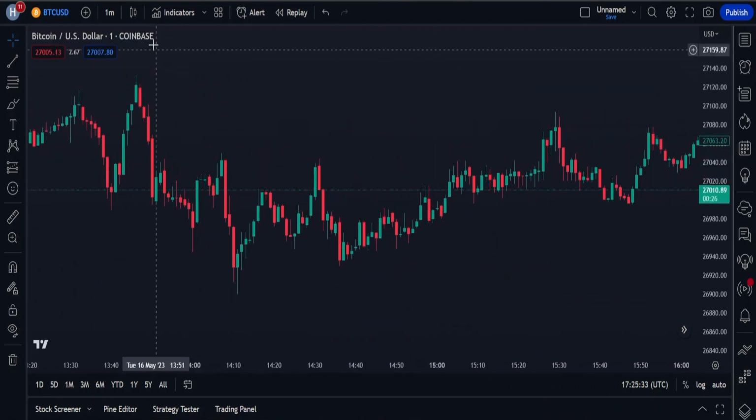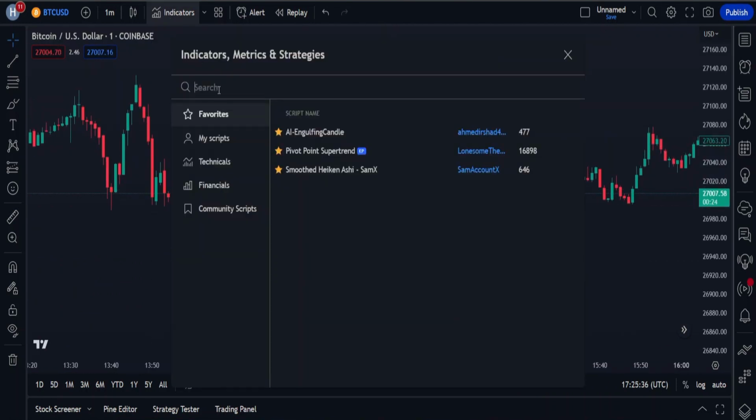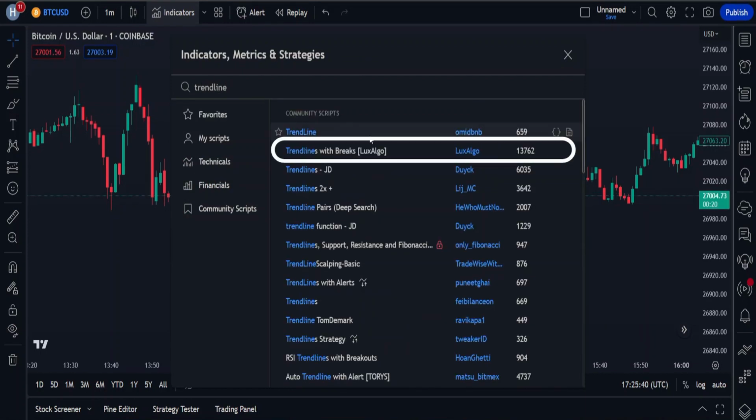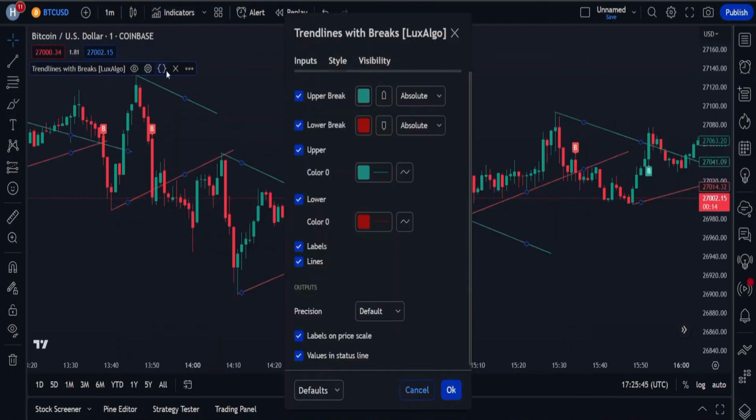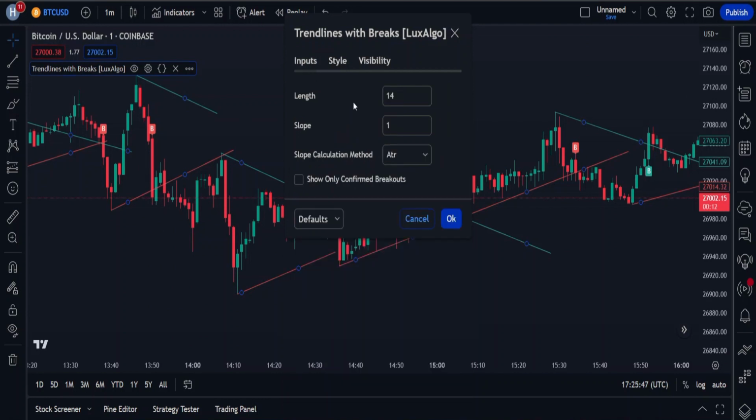So for the first indicator, in the Indicators tab, we will search for Trend Lines with Breaks. It is going to be this indicator by LuxAlgo. The settings for this indicator will be changed. So we'll access the settings for this indicator, and in the input section, we will change the slope from 1 to 0 and enable the confirmed breakouts.